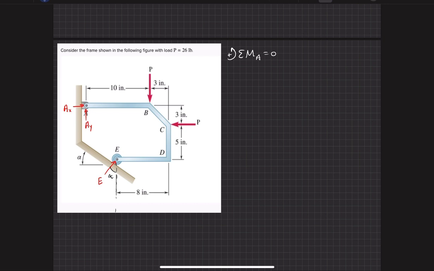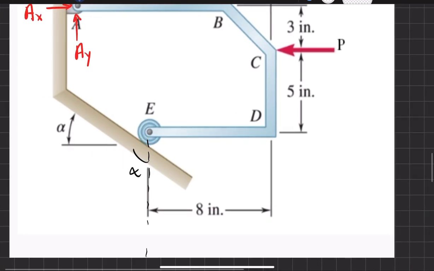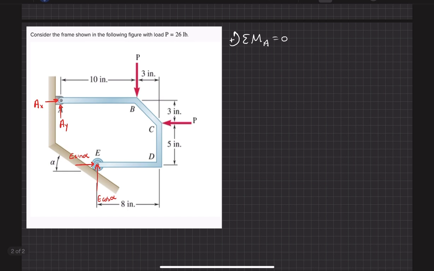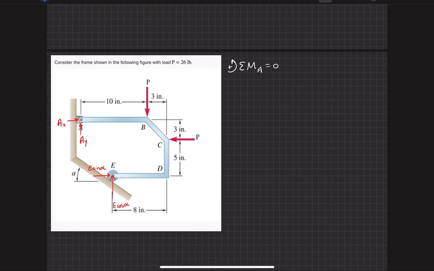So let's go through our forces one by one. I'm going to erase this and break it up into its components. So we have E cosine alpha and E sine alpha. All right. So first things first, we have E sine alpha, and that is 8 inches away from point A, and it's going to rotate it in the counterclockwise direction. This is for E sine of alpha. It's going to rotate it like that. So that gives us positive 8 times E sine alpha.